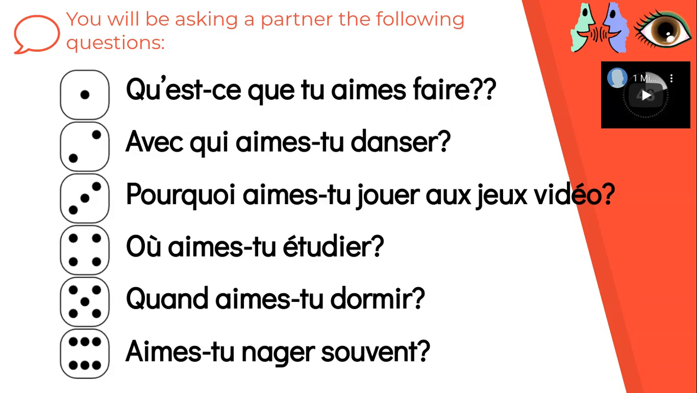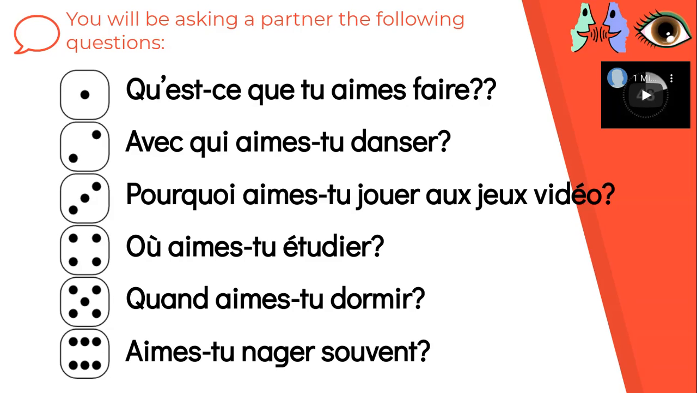So if we were doing it that way, first question you're going to ask is, qu'est-ce que tu aimes faire? Partner is going to answer using those awesome ginormous answers we've been practicing. And then they'll ask you a question, and then you'll ask them number 2, avec qui aimes-tu danser, and so on. So up to you. If the dice are available, if you have dice, use those. If not, you can pick random numbers, or you can just go down in order, starting with 1 and seeing how far you can get.